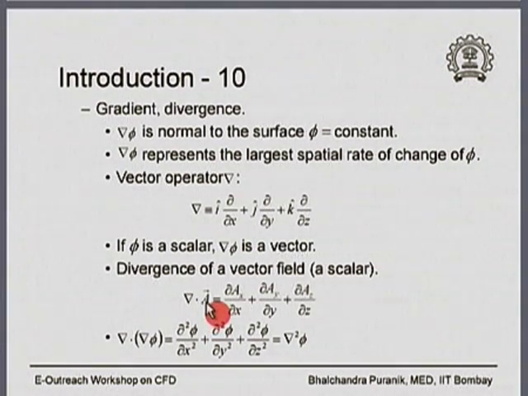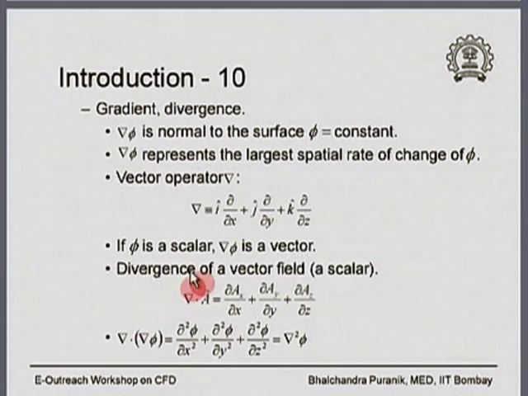In general, A will have three components: A suffix x in the x direction, A suffix y in the y direction, and A suffix z in the z direction. So, this del dot A will return the partial derivative of A suffix x with respect to x, plus the partial derivative of A suffix y with respect to y, and the partial derivative of A suffix z with respect to z, and this turns out to be a scalar.